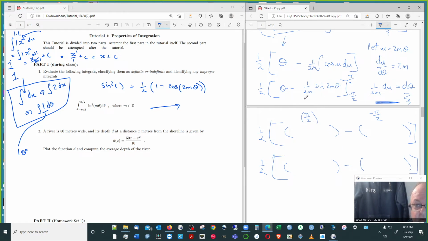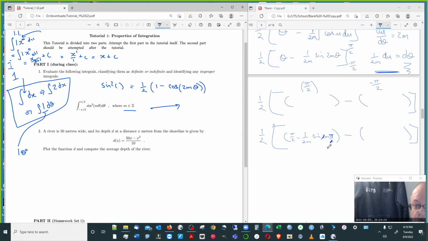So if we put pi on 2 into theta, we'll get pi on 2 minus 1 over 2m sine 2m pi on 2, and what we see is that they cancel. Now we can say this if m's not 0. Somewhere I think the m's are real, but for our integration we need m not to be 0.